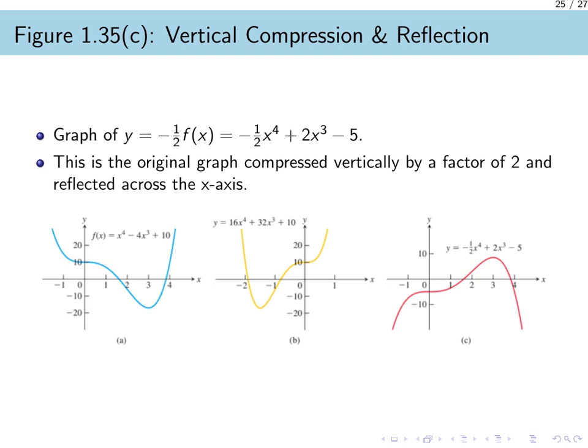Combining these steps, we get a new function y, which is equal to -1/2 times the original function f of x. This results in the formula you see here. Y equals -1/2 x to the power of 4 plus 2x cubed minus 5. Notice how the original graph's shape has been flattened and flipped upside down. Remember that unlike horizontal transformations which alter the input x, these vertical transformations are applied to the entire output of the function.